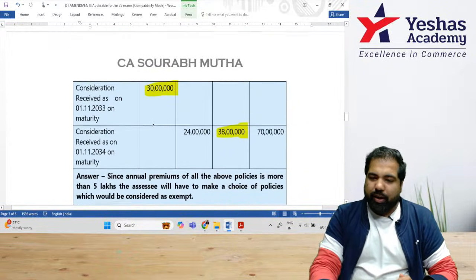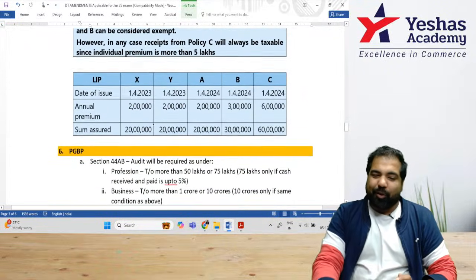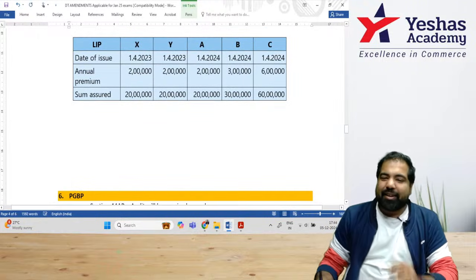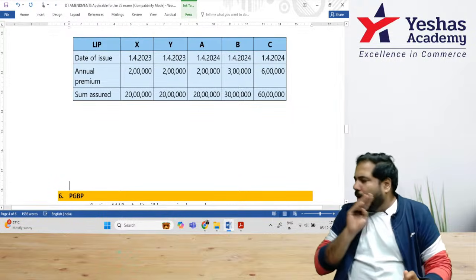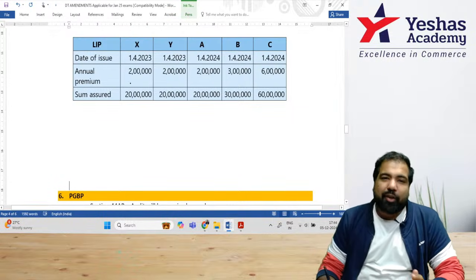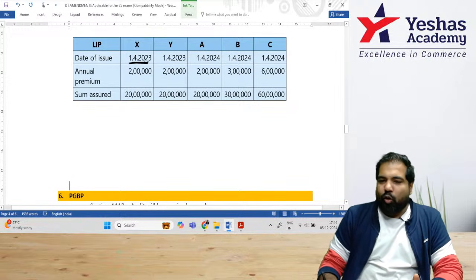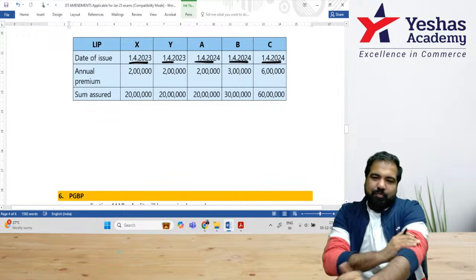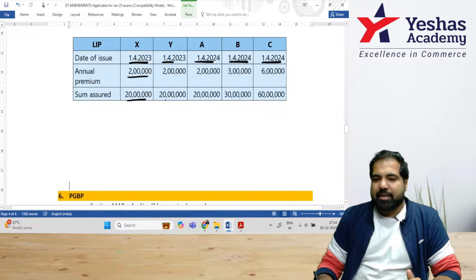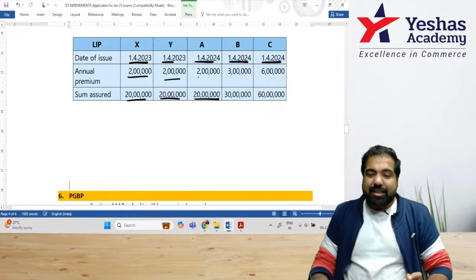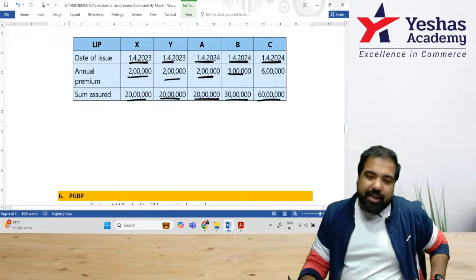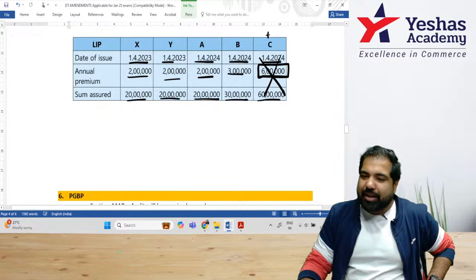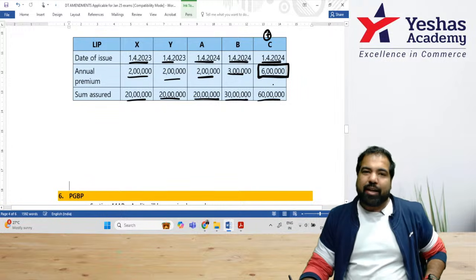All right, now moving ahead, going to five policies. Oh my God, this is crazy. But don't worry, as long as you know the concept well, two conditions, it'll be all good. Let's first filter out the 5 lakh criteria and the 10% criteria. All policies are new, so all policies will be hit by that 10% and 5 lakh rule. Is this 10%? Yes. Is this 10%? Yes. Is this 10%? Yes. Yes and yes. But this one is 6 lakh. Unfortunately, this one will definitely be taxable because it's going way above 5 lakh.